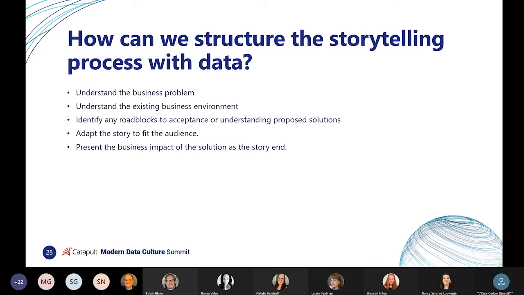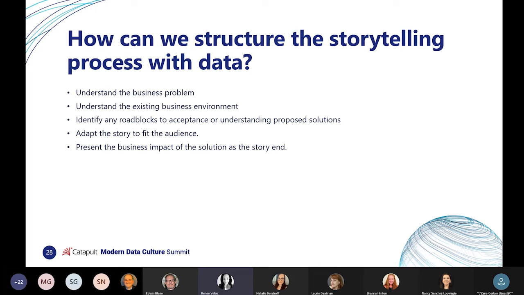So how can we structure the data storytelling process? A couple of steps here. Number one is understanding the business problem. In this step, we're defining the question at hand and trying to figure out why it matters to the big business. Knowing what problems the organization is trying to solve is going to help everyone make the story relevant to the audience.